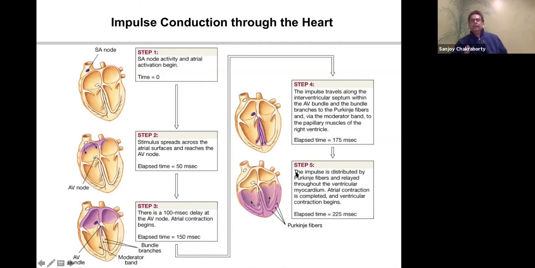And that's the electrical signal. That is how the nodal cells help contractile cells to produce contraction. The final part requires 75 milliseconds. So 150 plus 75, total 225 milliseconds. So the first part requires 50 milliseconds, then a 100 millisecond delay, making 150, then 75 here, total 225 milliseconds required. That's the requirement for the electrical signal.